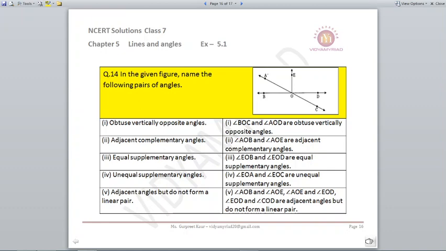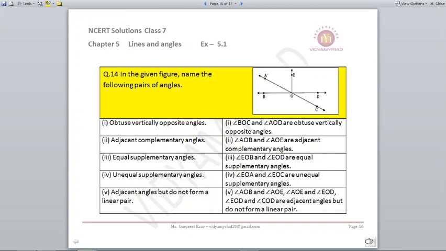We want equal supplementary angles. That means their sum should be equal to 180 degrees. Equal means supplementary angles total is 180. If I want equal, that means each should be 90 degrees, which means angle EOB and angle EOD both are 90 degrees. So they are equal supplementary angles.